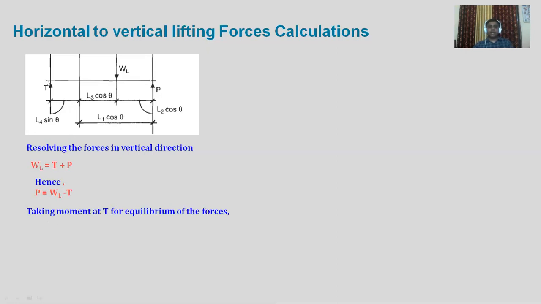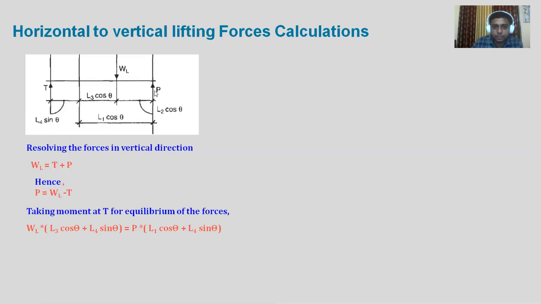Taking the moment at point T and resolving the forces, let's calculate the moment. There will be one moment, that is WL. What is moment? That is force into perpendicular distance. So WL multiplied by this total distance. How much is that? L3 cos theta plus L4 sin theta. So you can see over here WL multiplied by L3 cos theta plus L4 sin theta. This will be counterbalanced by the moment caused by this reaction P. This is downward, so this is minus, this is plus, and this will go on the other side, so you will get the same equation.